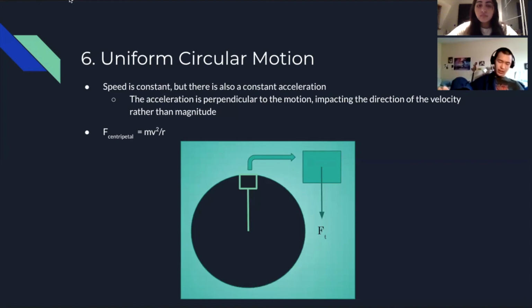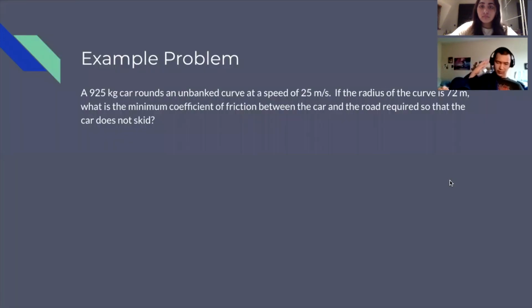And the centripetal force is given by m times v squared over r, or in other words, centripetal acceleration is given by v squared over r.